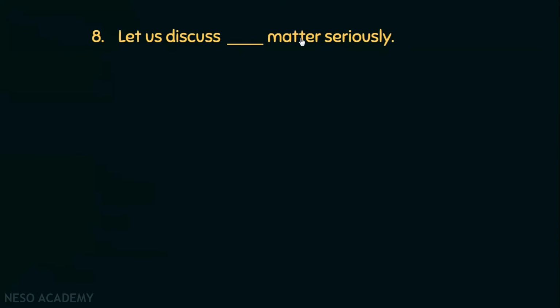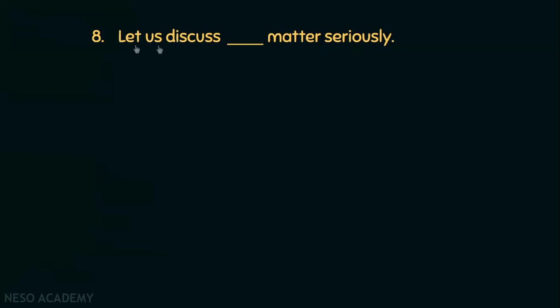We can now move ahead to the next question which says, let us discuss dash matter seriously. So this question talks about some particular matter. This is some matter about which the speaker also knows and the listener also knows. So we can very clearly understand that this is a case of a very particular or specific matter. And the use of definite article is to specify or to talk about all these particular things.